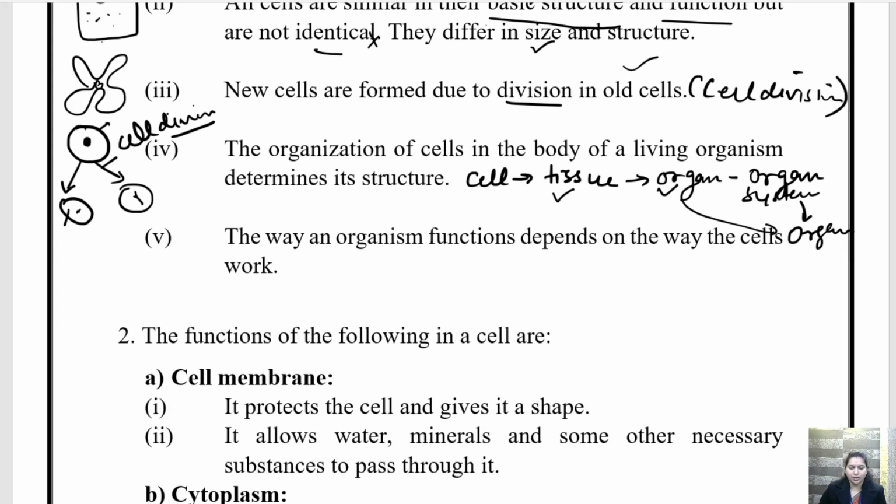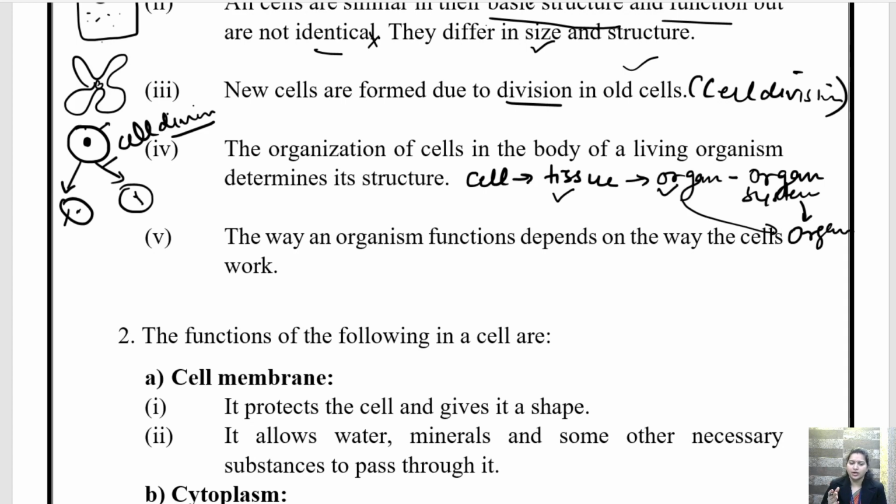Now coming on to the fifth point, the way an organism functions depends on the way the cell works. क्योंकि हमारी बॉडी सेल की बनी है, तो जैसे सेल काम करेगा वैसे हमारी बॉडी फंक्शन करेगी. Getting it? Like for example, if we are using a red brick to construct a wall, अगर हम रेड कलर का ब्रिक यूज कर रहे हैं वॉल को कंस्ट्रक्ट करने के लिए, so the wall completely will look red in color. Getting it? If we are using any other color of brick, then the wall will look like that. And जितनी उस ब्रिक की स्ट्रेंथ होगी उतनी उस वॉल की स्ट्रेंथ होगी.